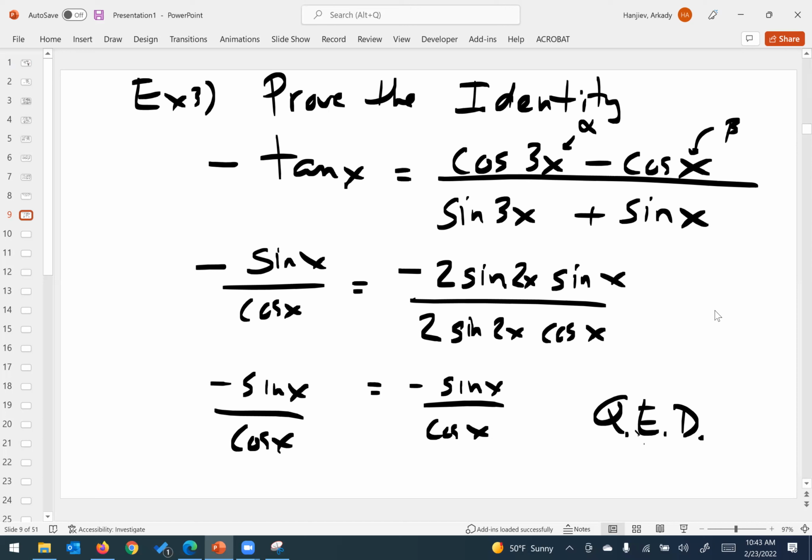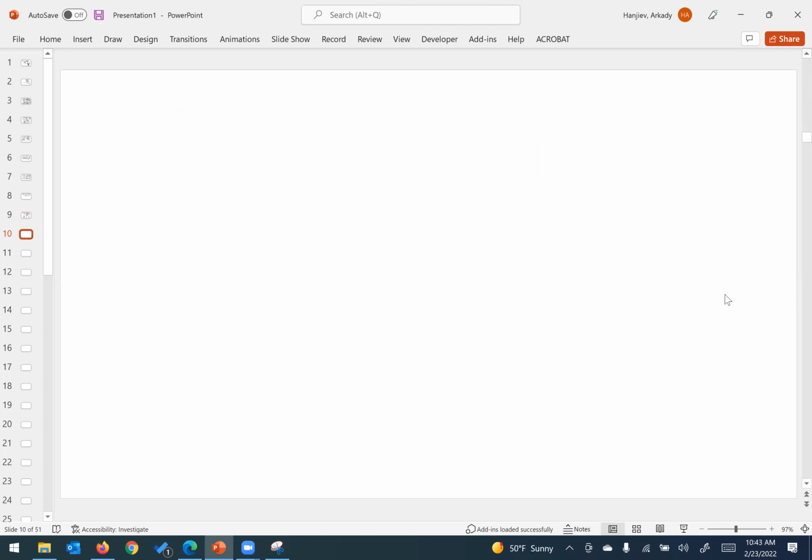Again, just moving around from one to the other. One more thing that we have to do in the last section, let me write the way the title says it here: identities with inverse functions.